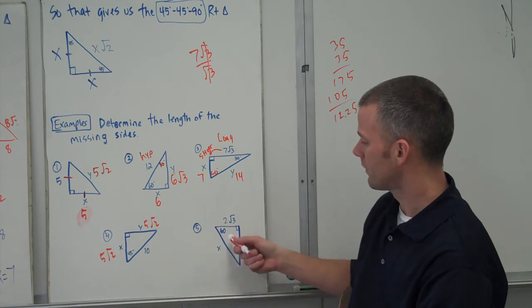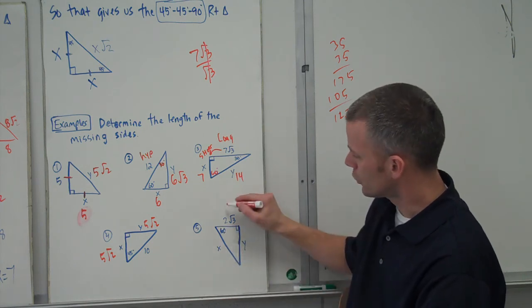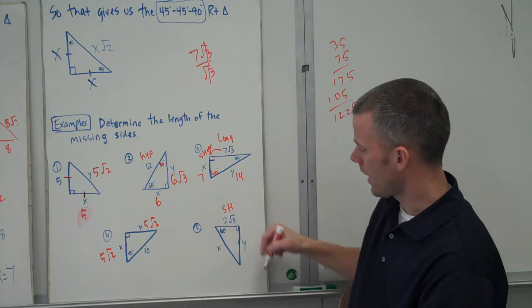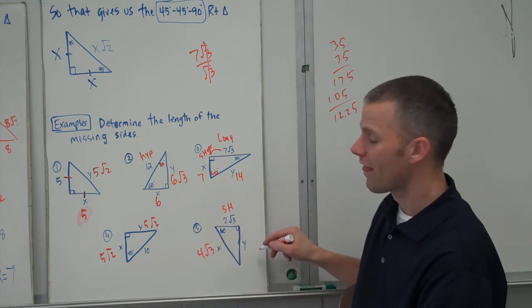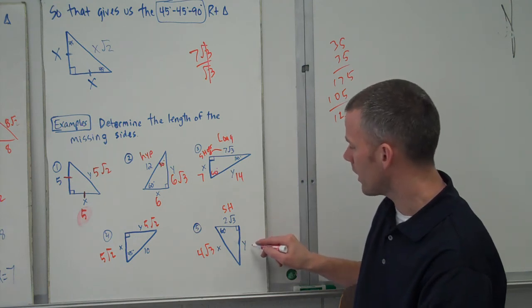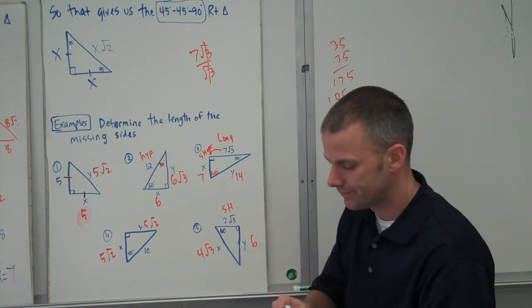Last one, number 5, 30, 60, 90. The short side is 2 radical 3. The hypotenuse, 4 radical 3. The long side is going to be 6.